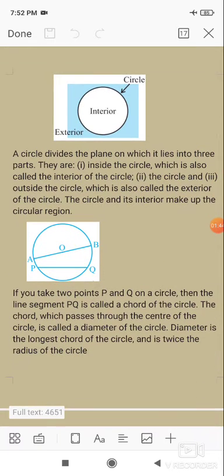Now the next point. If you take 2 points P and Q on a circle, then the line segment PQ is called a chord of the circle. The chord which passes through the center of the circle is called what? Yes, the diameter of the circle. And the diameter is the longest chord of the circle and it is twice the radius.